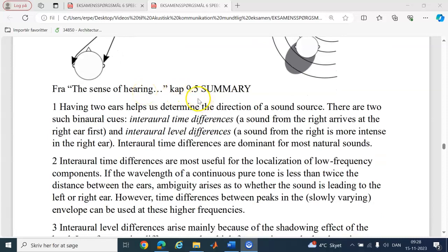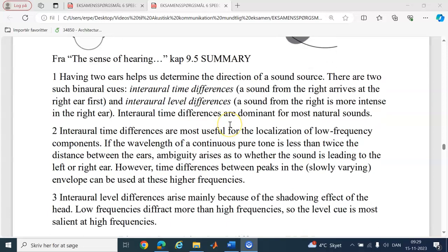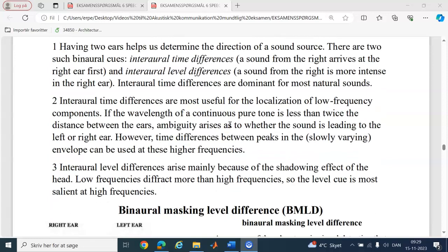Having two ears helps us determine the direction of a sound source. There are two binaural cues from the sense of hearing. We have interaural time differences: a sound from the right arrives at the right ear first. And interaural level differences: a sound from the right is more intense in the right ear. Interaural time differences are dominant for most natural sounds, and they are most useful for the location of low frequency components.